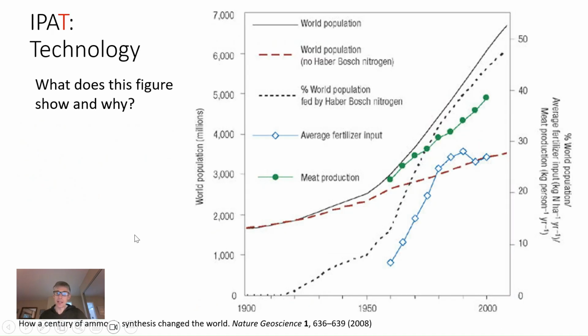Okay, let's get to technology. How has that changed? Well, have a little look at this chart here, and I want you to think about the total world population, which is this dark, thick black line, and how that's changed since 1900. And then have a look at the world population without Haber-Bosch, which is the reddish line, and then the world population fed by Haber-Bosch, which is this dotted line. And so total population is a combination of these two. What pattern do we see?